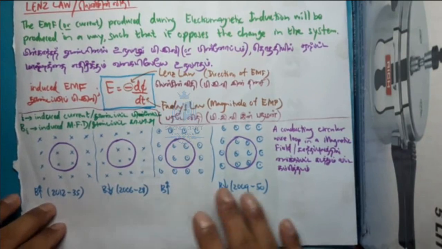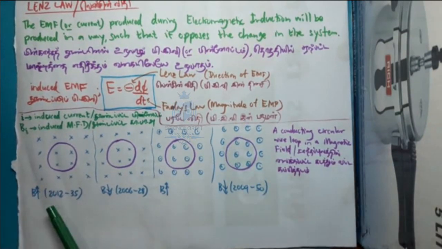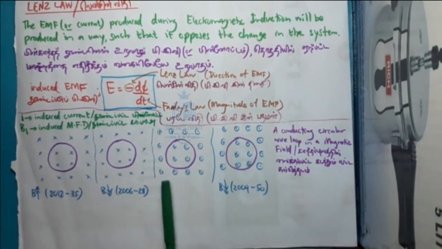So I have considered these 4 examples. Some of them are past papers. 2012-35, 2006-28, 2009-50. I could not find one here, but in older past papers it also might be there.